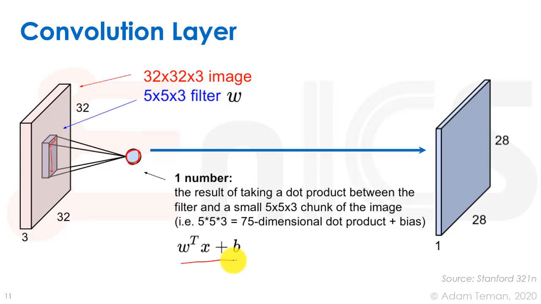Now, just looking at this, you can see something interesting. If we took a 32 by 32 input image and we used a 5 by 5 filter, we only get a 28 by 28 output with 1 depth, and we'll discuss that in a bit.